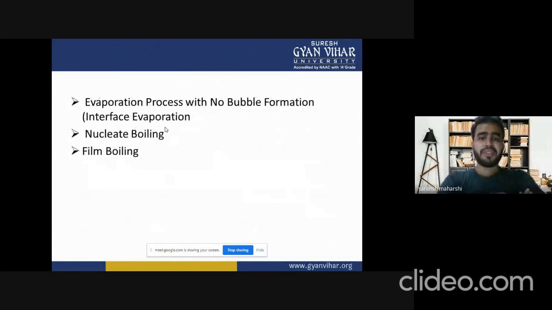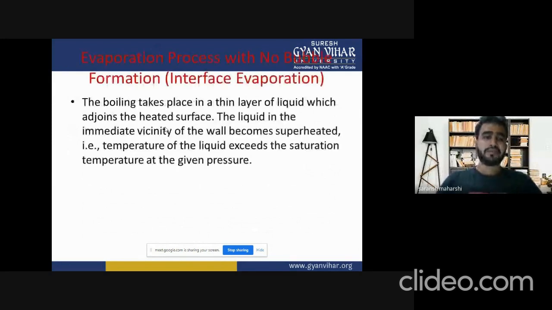The first regime is the evaporation process with no bubble formation, like interface evaporation. Next is nucleate boiling, and next is film boiling. First of all, we will discuss the evaporation process with no bubble formation. The boiling takes place in a thin layer of liquid which adjoins the heated surface. The liquid in the immediate vicinity of the wall becomes superheated. The temperature of the liquid exceeds the saturation temperature at the given pressure.